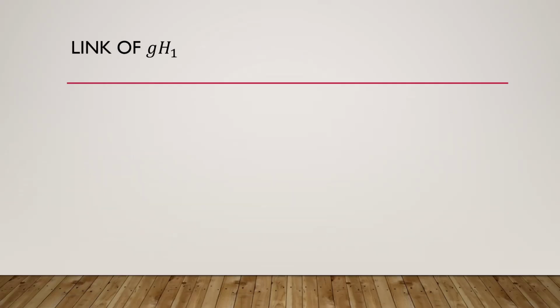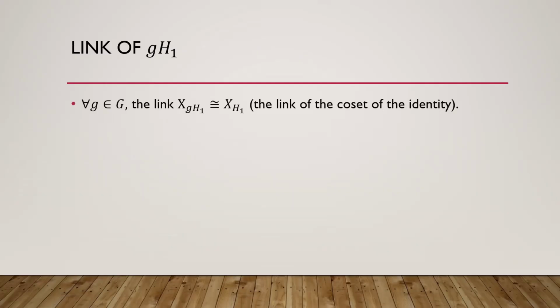So what does the link of a coset look like? The first thing that we observe is that all links of cosets of the same subgroup should look the same. I only took H1 here to be concrete, but H2 and H3 have a similar analysis. So all links of cosets of H1 will look the same as the link of the coset of the identity of H1.